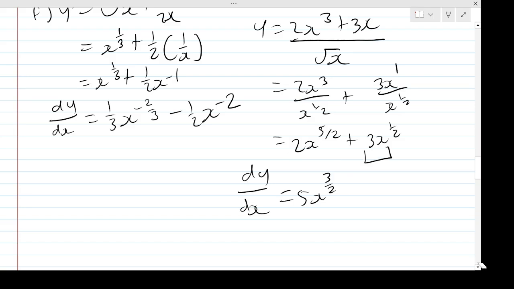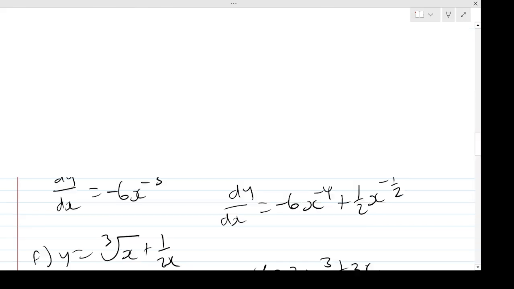Then for the second term here, we're going to add 3 times a half. That's 3 over 2 x, and then a half minus 1. That's minus a half. And there we are. And then the last part.